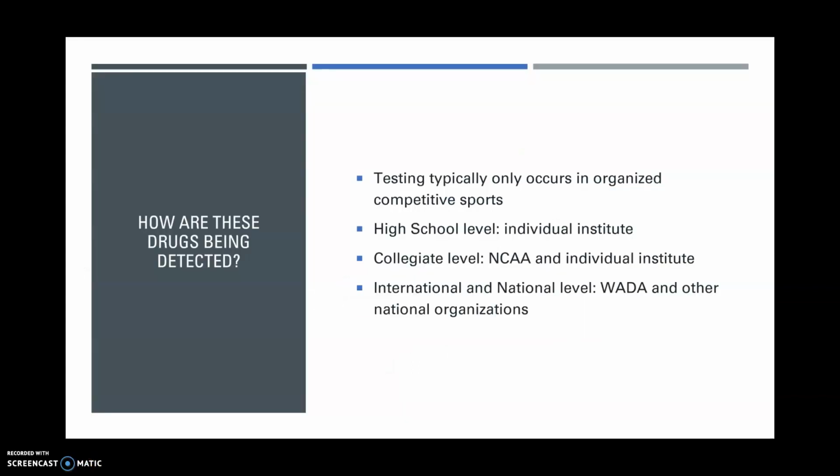Now that we know the different types of drugs, it is time to find out how they are detected. Formal testing typically only occurs in organized competitive sports. In high school, the individual institute decides when and if athletes do get tested. At the collegiate level, the NCAA and the individual institute get to decide who and when athletes get tested. And at the international and national level, the WADA, the World Anti-Doping Agency, and other national organizations decide when and if all athletes do get tested.